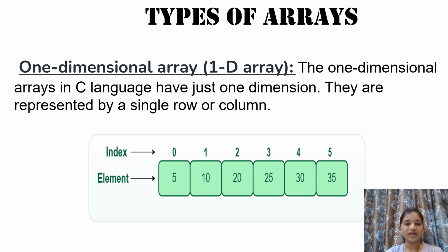There are types of arrays. One-dimensional array: it has only one dimension and is represented by a single row or column. Here you can see that the first row is the index and the next row is the element, where the index is 0, 1, 2, 3, 4, 5 and the elements are 5, 10, 20, 25, 30, 35, where the increment is 5 for each difference.